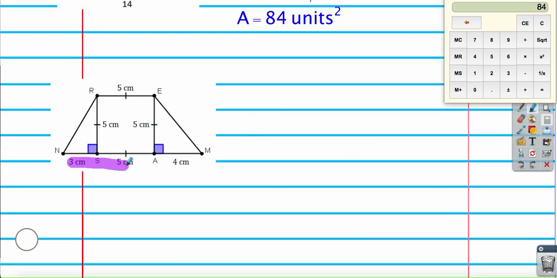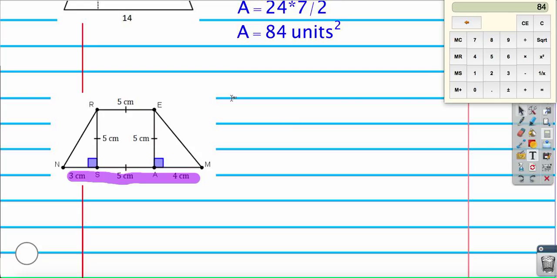You've got 3 centimeters, 5 centimeters, and 4 centimeters. You are going to have to add all those together to get the entire bottom base. If you'd prefer, just solve it as a composite figure and remember to divide by 2 when you're dealing with your triangles. So I'm going to solve it as a trapezoid first, and then I'm going to solve it as a composite figure.